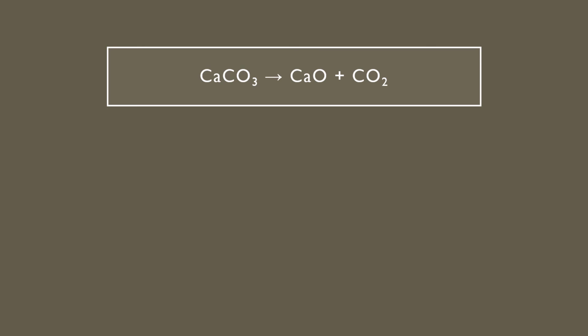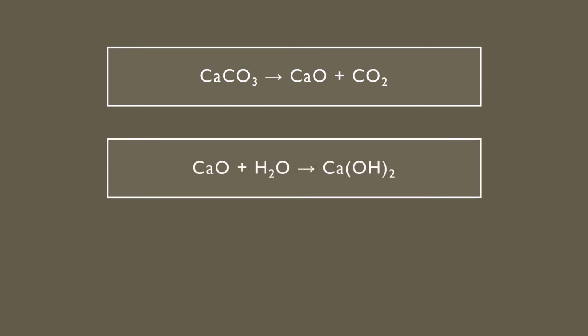Slaked lime, calcium hydroxide, is made by adding a small amount of water to calcium oxide. Here is the equation for this reaction. Calcium oxide and water react to form calcium hydroxide or slaked lime. Lime water is a solution of calcium hydroxide in water. Because it has a high concentration of hydroxide ions, the solution is alkaline.